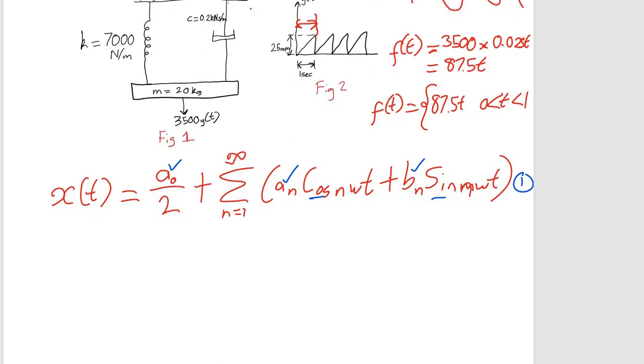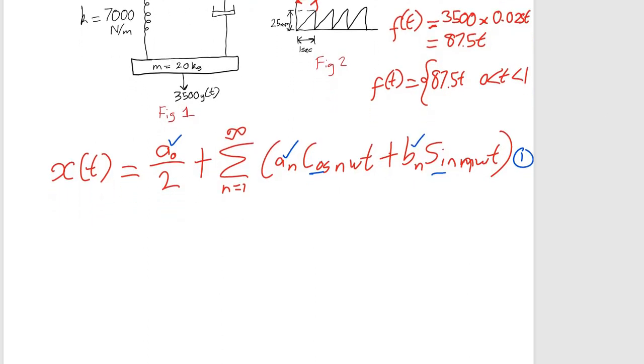So what does the theory say in terms of finding a0? In order to find a0, a0 is defined as 1 over T integral of T0 and the function, in this case f of t, dt, where T is the period. In this particular case, our period is 1 second, as can be seen there.